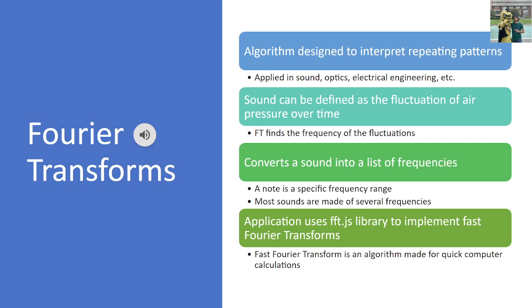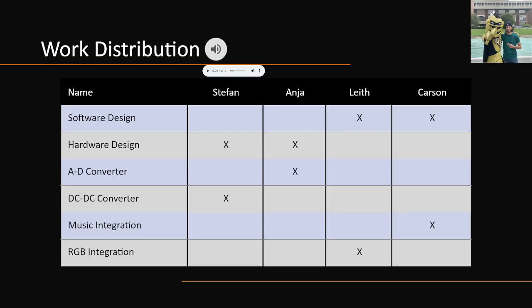A note, a musical note, is a specific frequency range. For example, 120 to 150 would be, let's say, A. I don't remember off the top of my head. And most sounds are made up of several frequencies. Now, in our program, we use an application that uses the fft.js library to implement fast Fourier transforms, which is basically just an algorithm made for quick computer calculations.